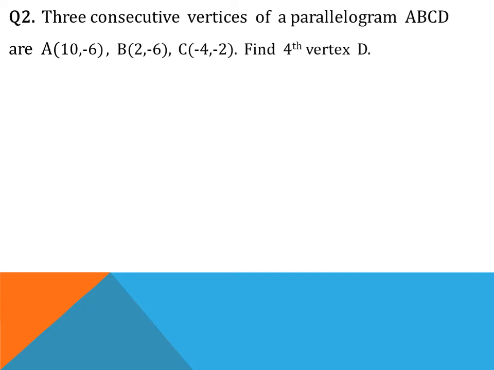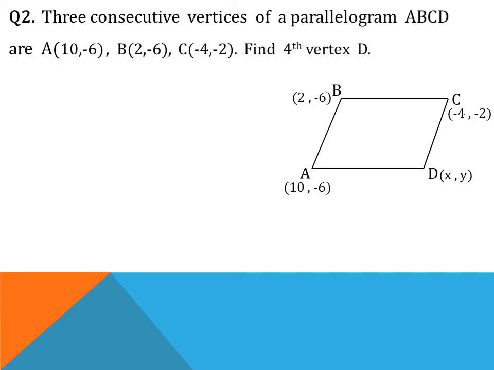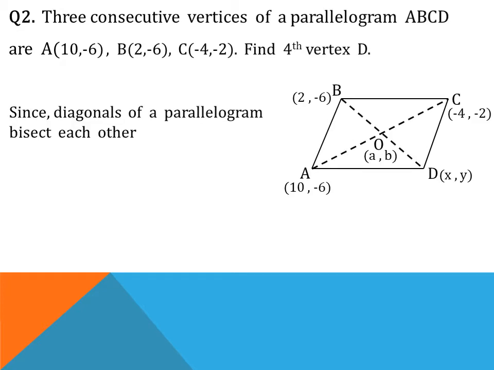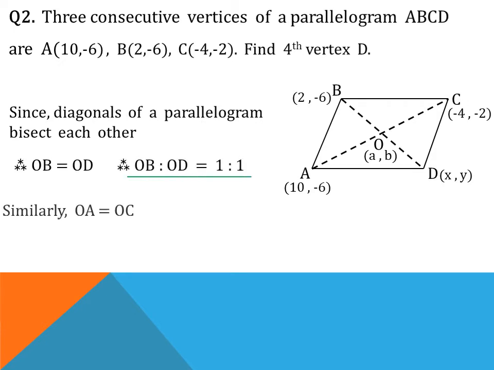In the next question, we have been given 3 vertices of a parallelogram and we need to find the fourth vertex. So let's assume that the fourth vertex is D x, y. Now the parallelogram, as we know, has a property that its diagonals bisect each other. So let us say that the diagonals meet at a point O. Now since they bisect each other, from our figure we can say OB is equal to OD. Therefore their ratio will be OB is to OD is equal to 1 is to 1. Similarly, OA will be equal to OC and again their ratio will be 1 is to 1.